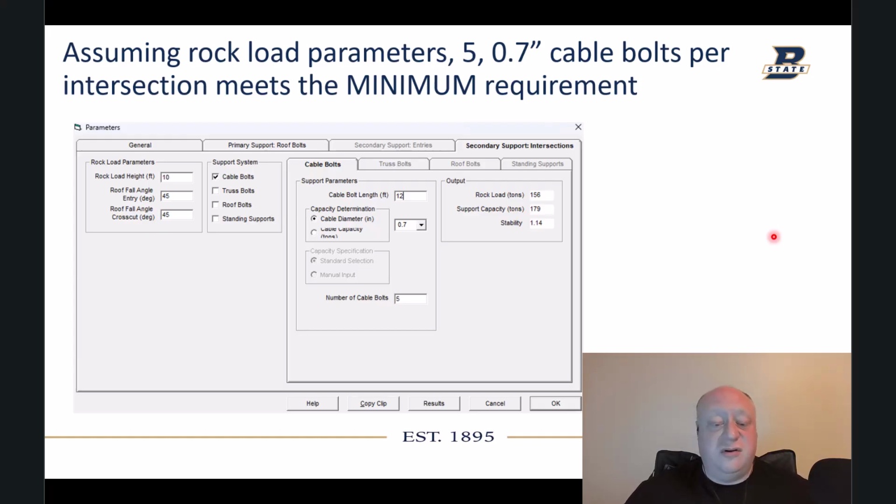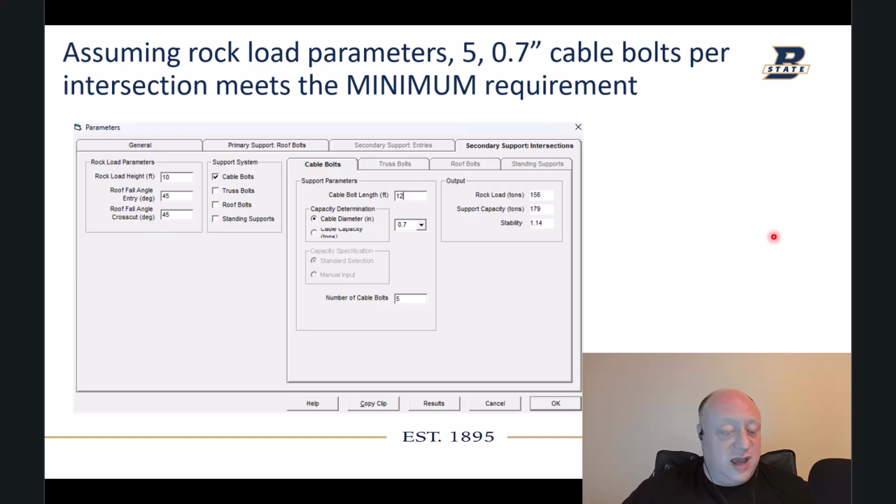Truss bolts are also an option, which is generally one of my least favorite support options. But they do have their place in the roof support world. Okay, they do have a purpose. So for me, I chose cable bolts. There's a 12-foot length that I put in here. Generally speaking, you want 4 feet above the roof fall potential height. But I just put in 12. So let's see what that gives us.